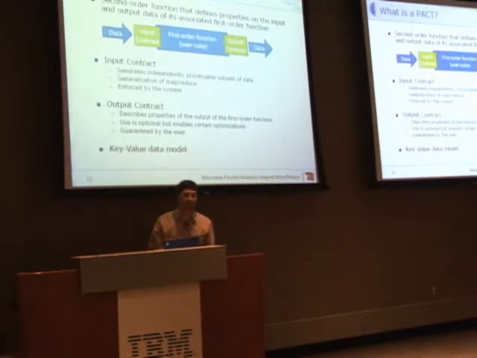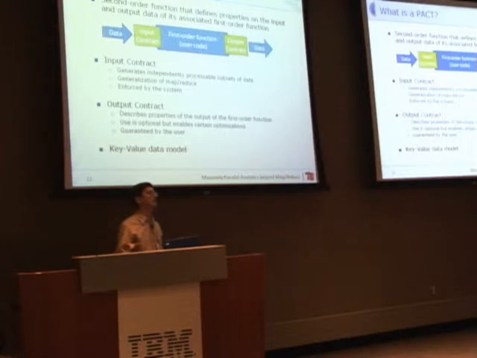The output contract then describes the properties of the output of the first-order function. Those are really optional, but if you give them as an additional parameter to the function, then they can be used for optimization, and those have to be actually guaranteed by the user. So you have to make a promise here, a commitment in the function.